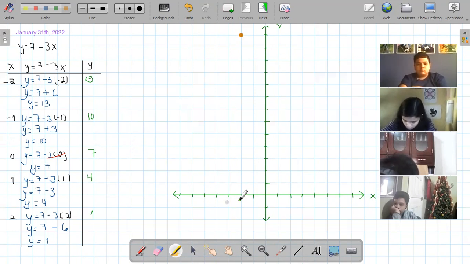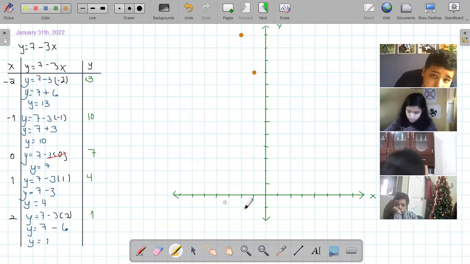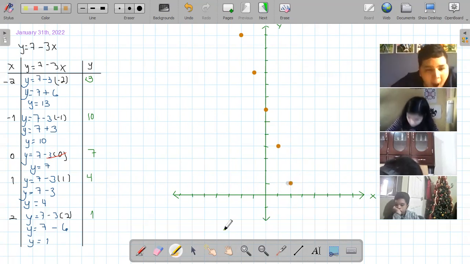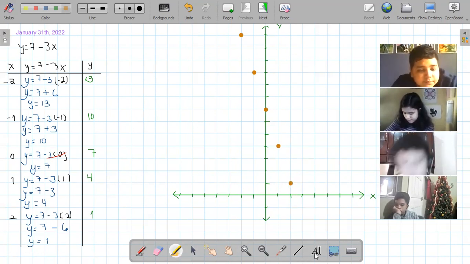Second one, -1, 10. So this is -1. This is 13, 12, 11, 10. So you see, sometimes it's easier to count downwards than upward. 0, 7. Okay, so 1, 2, 3, 4, 5, 6, 7. Then 1, 4: 1 on the x and 4 on the y. 1, 2, 3, 4. And 2, 1. 2 and 1. And that is my 5 points.